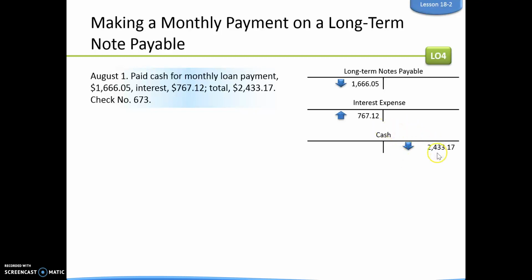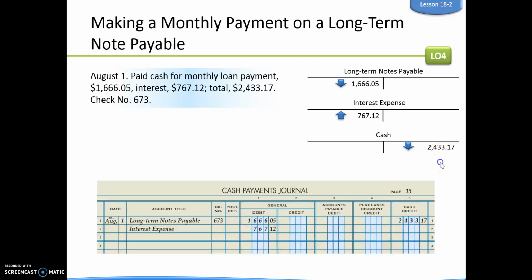Then our cash goes down for the total of $2,433.17. So this again is going to go in our cash payments journal because we're paying cash. The long-term note payable and interest expense are going to go in our account titles. Long-term note payable is decreasing with a debit. Interest is increasing with a debit. And those two together equal our cash credit of $2,433.17.